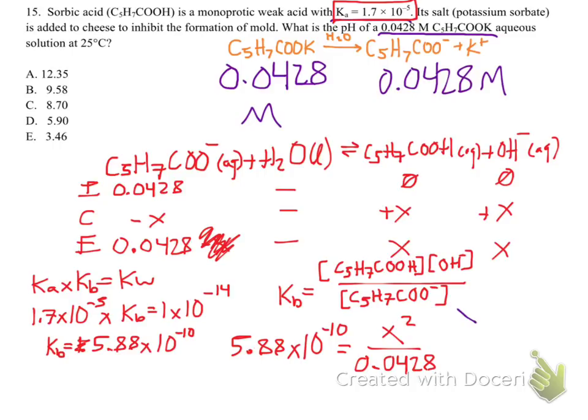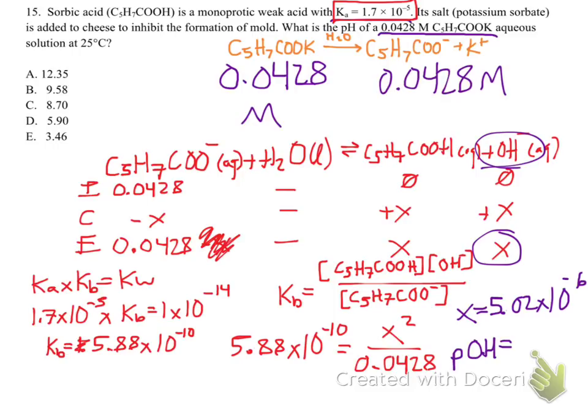Solving for x, we get x is equal to 5.02 times 10 to the negative sixth. Taking the negative log, remember x is the concentration of hydroxide here. So taking the negative log, we get the pOH, which is equal to 5.3. And then 14 minus that will yield the pH, which happens to be 8.7.